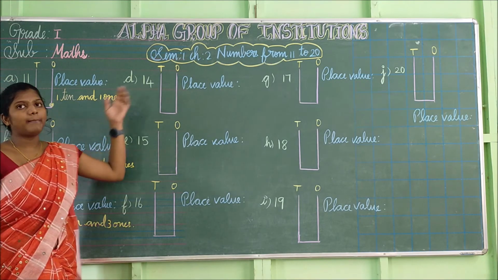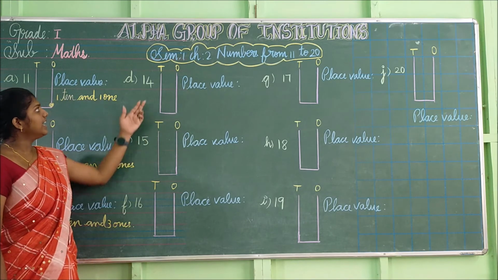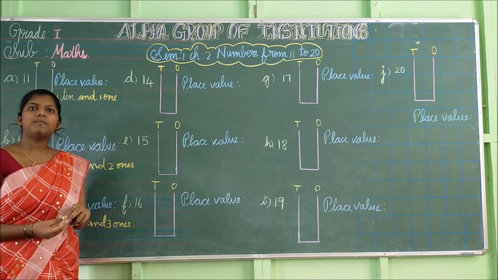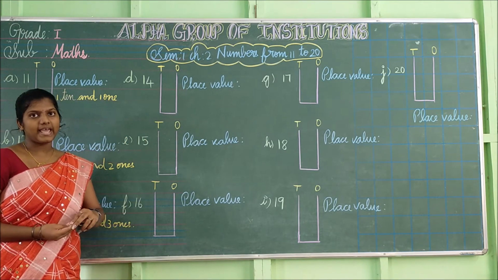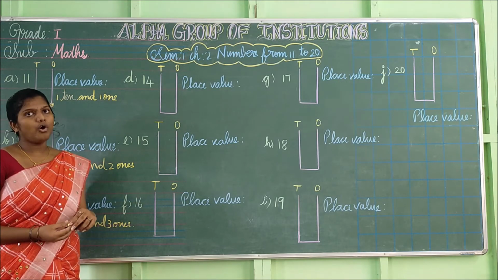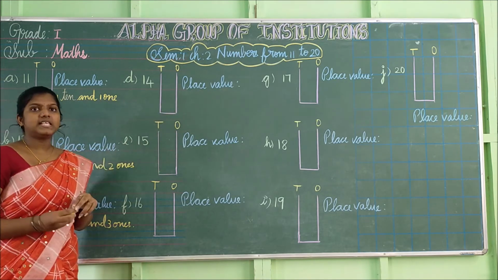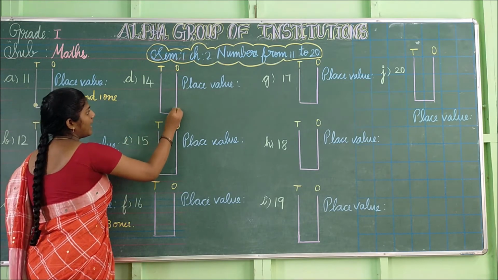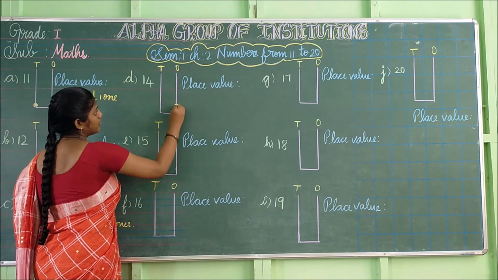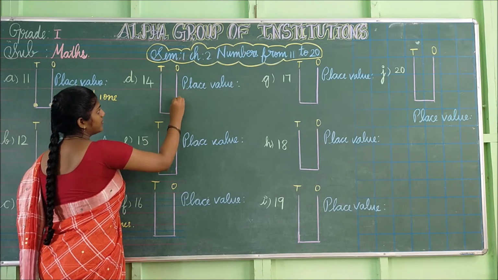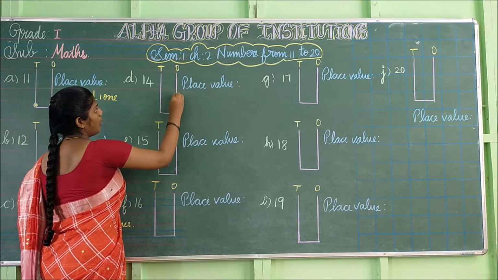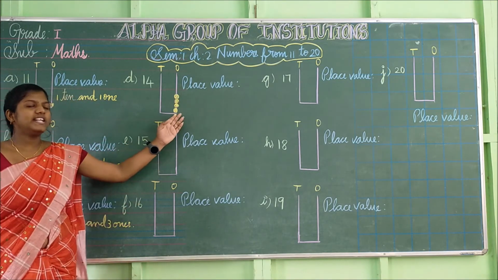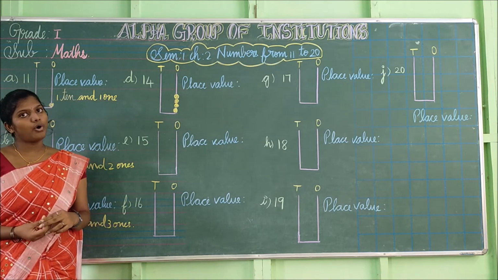Now we will move to number 14. See here, what do we have in ones place? Yes, we have 4. So in ones place, I am going to draw 4 beads. See children, 1, 2, 3, 4. So in ones place, I have drawn 4 beads.